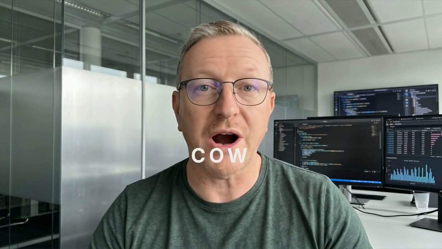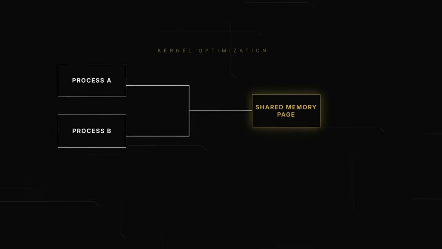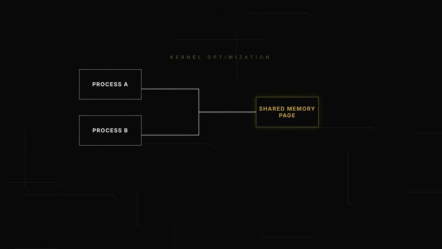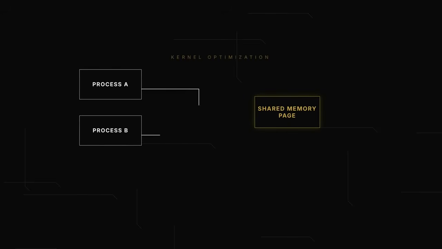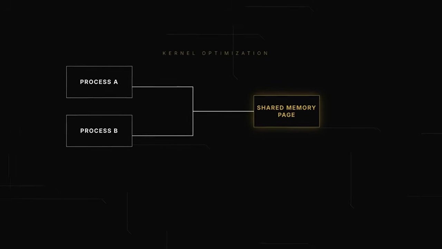Let's get into it. To understand why DirtyClone is so effective, we first need to understand a core concept in the Linux kernel called copy-on-write, or COW for short. Normally, when multiple processes need to read the same data, the kernel is smart. Instead of copying that data into memory multiple times and wasting RAM, it just points all those processes to the same shared memory page. But what happens if one of those processes needs to modify the data?